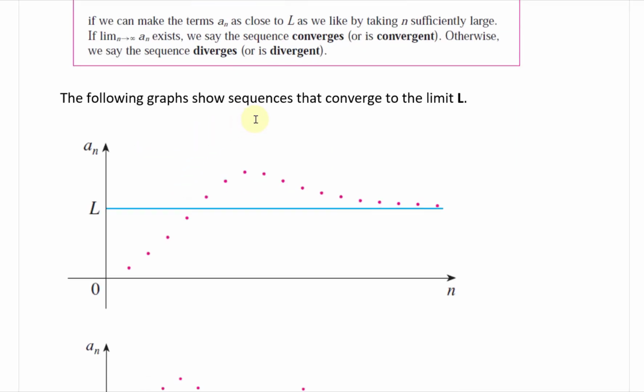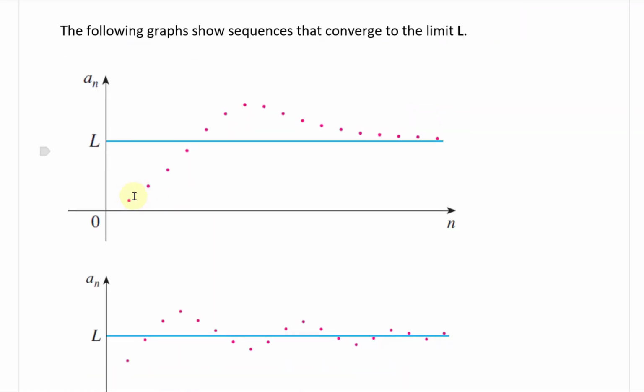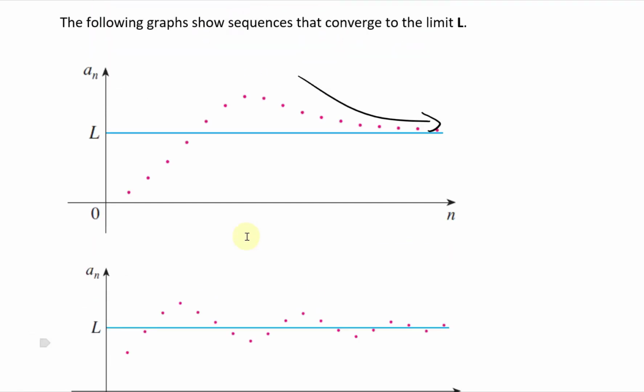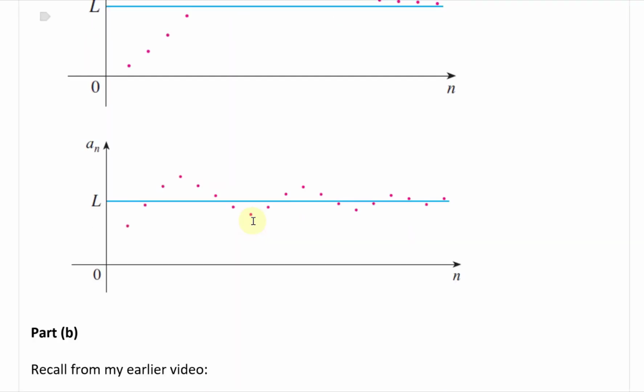Anyways, the following graphs show sequences that converge to the limit L. Again, a sequence is just a list of numbers. If something goes like this, and there's L, as you go to infinity it's approaching all the way to this limit. And you could also come from above, going lower and lower and lower toward it. So there's the limit. So that's a convergent sequence. Again, just a list of numbers.